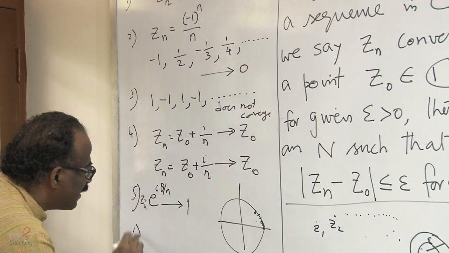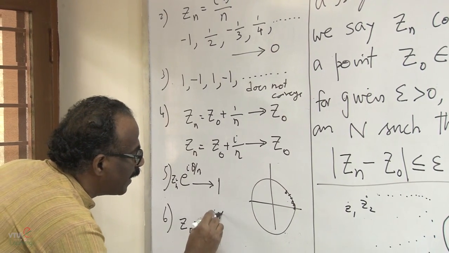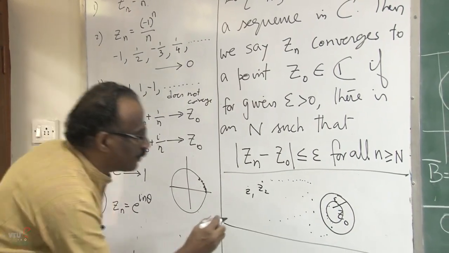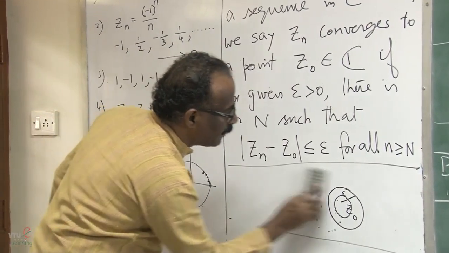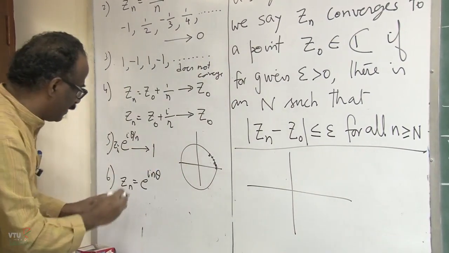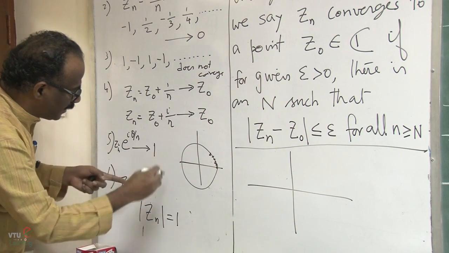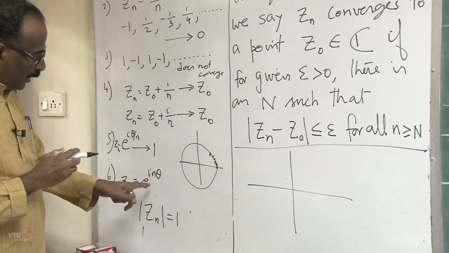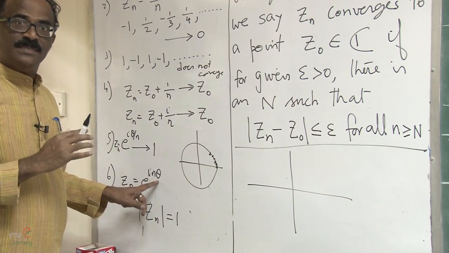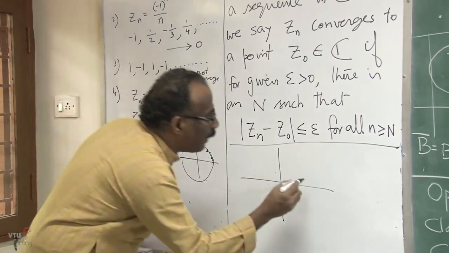But then there is an interesting sequence: zn is equal to e power i n theta. What will happen to this sequence? These are all in the unit circle because the modulus of zn is equal to 1. Whenever you have any sequence e power i n theta, the modulus of zn equals 1, because this is cos n theta plus i sin n theta. Its modulus is the square root of cos square n theta plus sin square n theta, which is 1. So what will happen to this one?